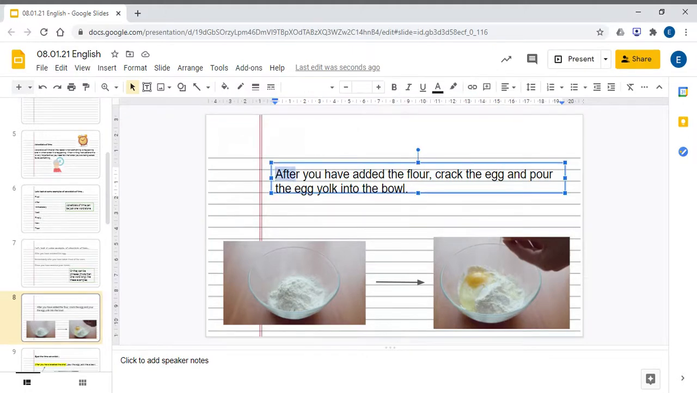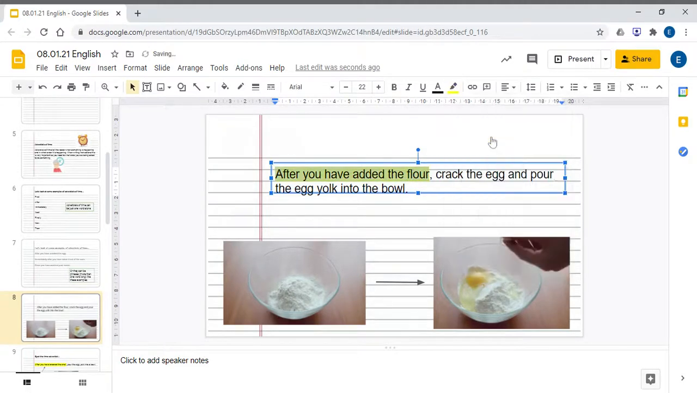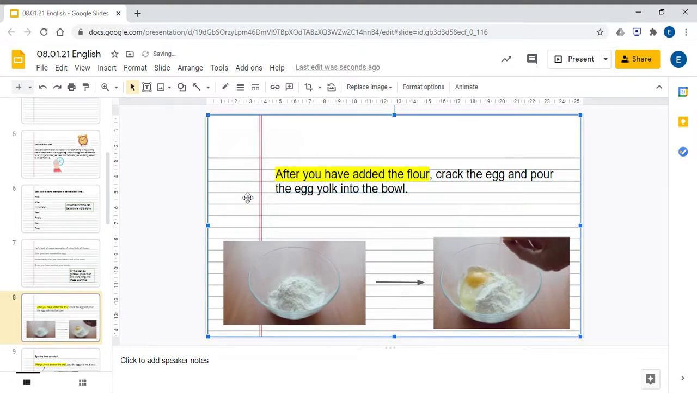So this part here, after you have added the flour, okay, that is our adverbial of time. Okay, because it's telling you that you're going to crack the egg and pour the egg yolk into the bowl after you have added the flour. So it's very important that we make sure the reader knows that they're doing it after the flour's been added. Okay, so that gives you an idea of time adverbials.